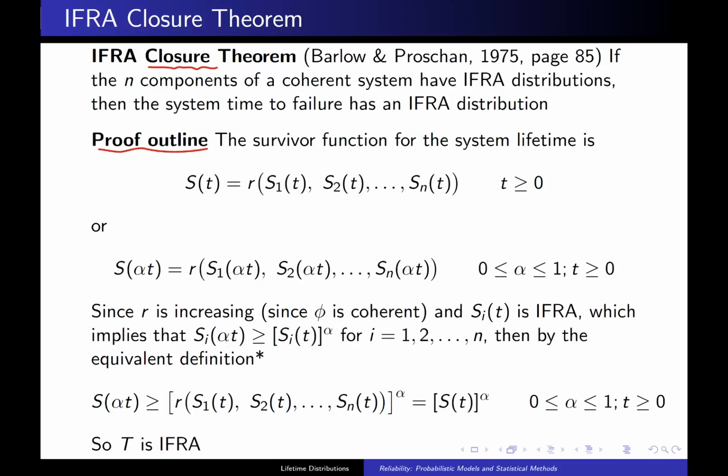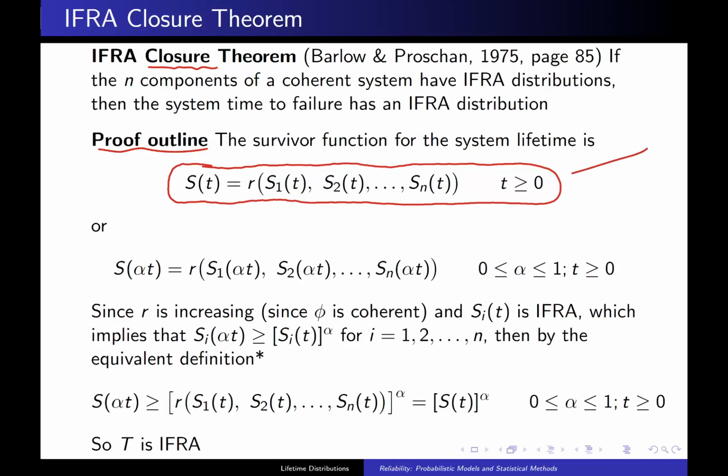First of all, the survivor function for the system lifetime is S of t is equal to R of S1 of t, S2 of t, up to Sn of t. That particular result is a combination of reliability functions, which were introduced in Chapter 2, and survivor functions, which were introduced in this chapter. And there is a separate section that looks at this particular relationship that we have gone over previously. Now, if this expression right here works for any t, then it's also got to work for alpha t. So all we're doing here is replacing t by alpha t, where alpha is some constant between 0 and 1.